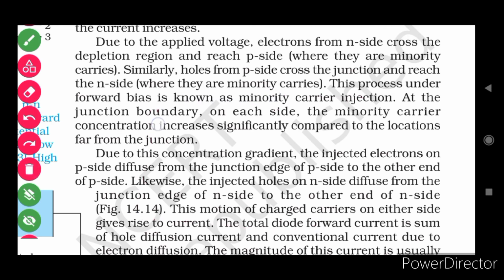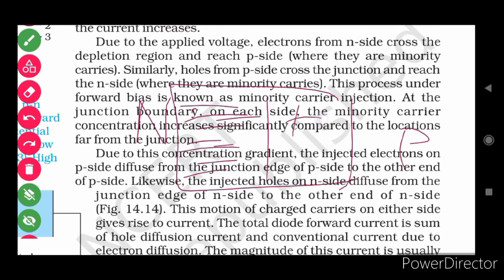You see, as the depletion width decreases, the electrons, which are the majority charge carriers in n type, and in p type the holes are the majority charge carriers, are now able to go to the other side because the width of the depletion region is decreasing. And electrons are going to this side. The electrons in the p side are the minority carriers. So this is called minority carrier injection.